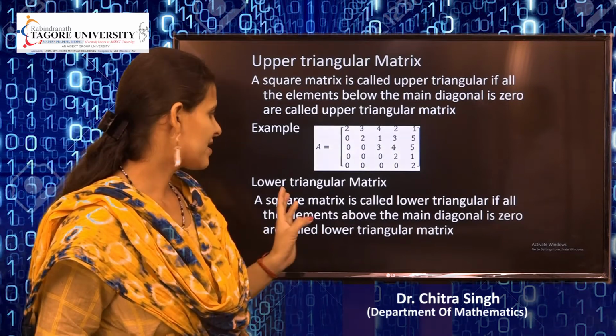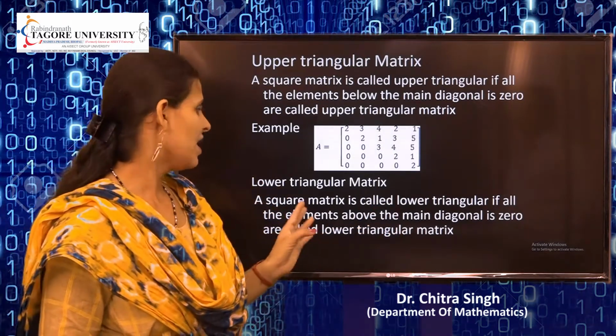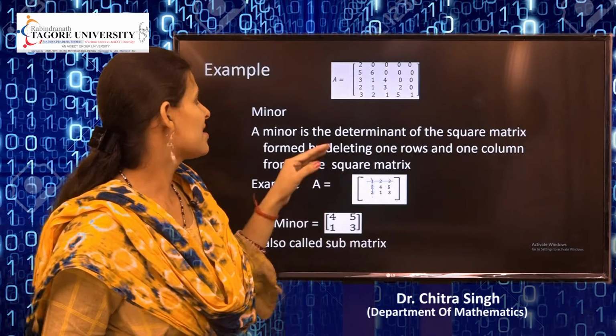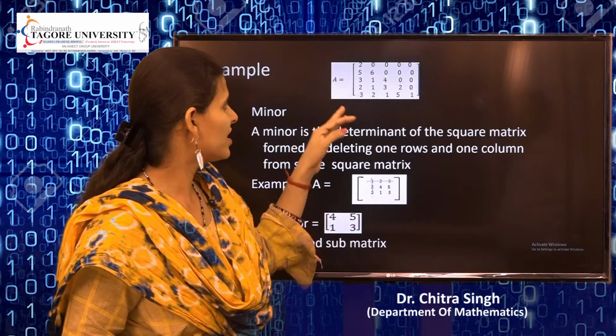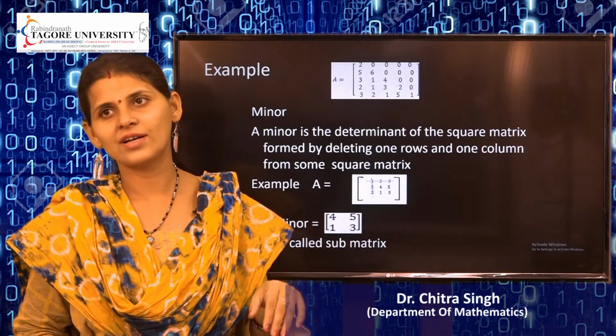Lower triangular matrix. A square matrix is called a lower triangular matrix if all the elements above the main diagonal are 0 and the nonzero elements occur below the diagonal. This is called a lower triangular matrix. You see 2 0 0 0 0, so only lower elements occur.